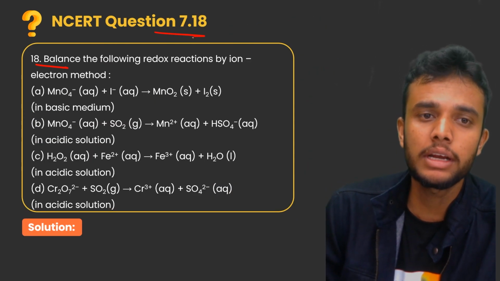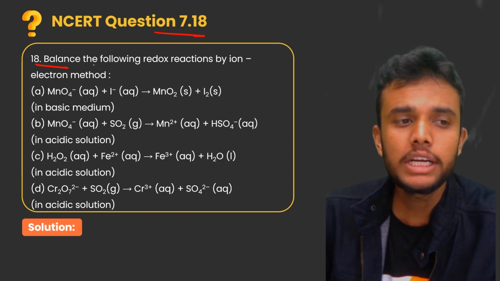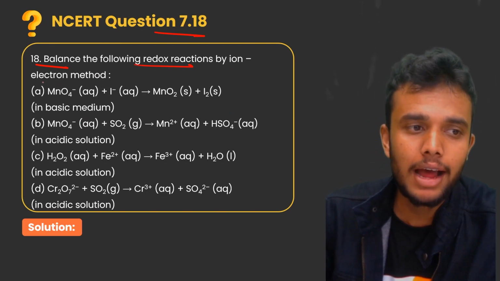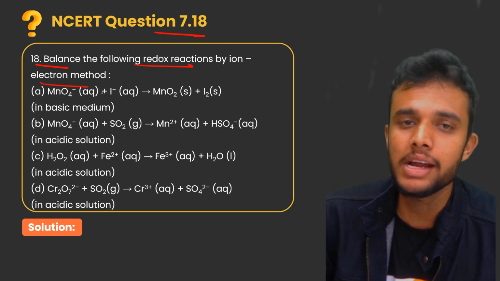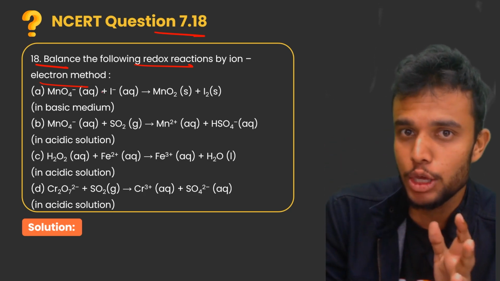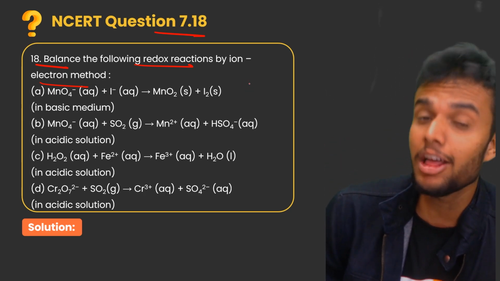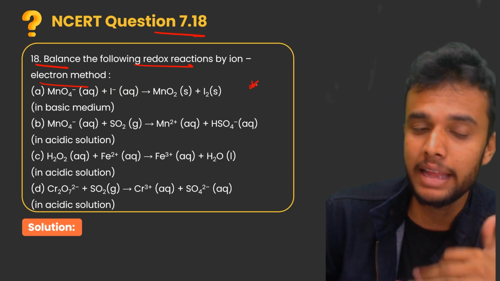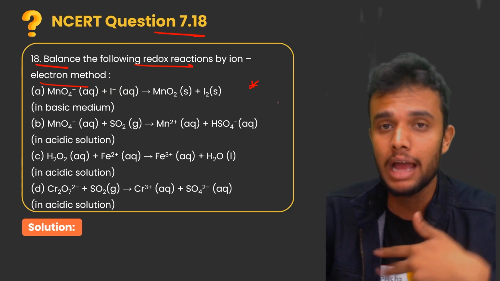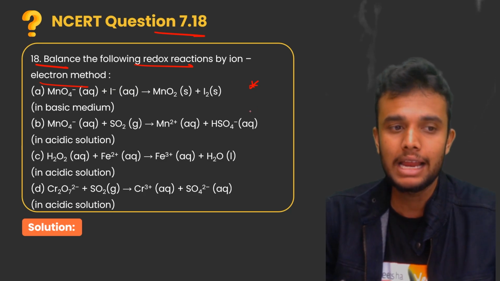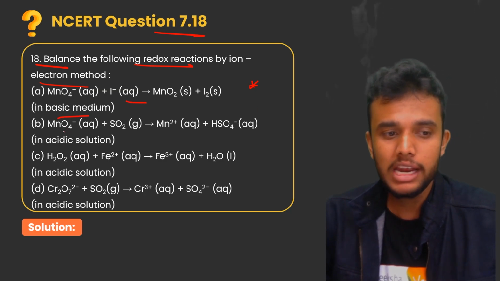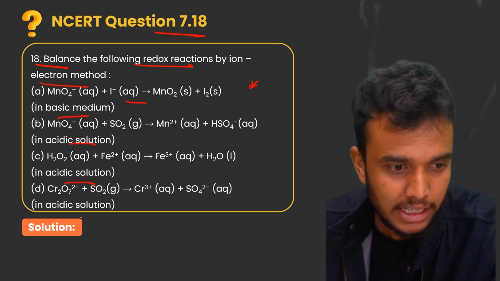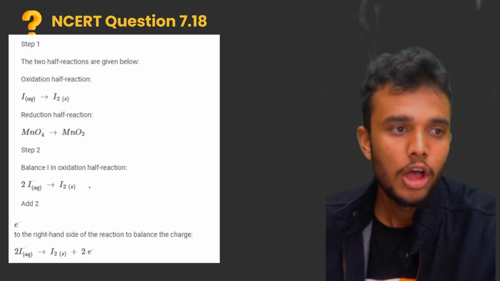NCERT question 7.18 solution. The question is, balance the following redox reactions by the ion electron method. What is the ion electron method? Students, we need to balance with ions. We need to first write the half reactions, then balance the ions by using electrons and oxidation number. Also, we need to balance the charge, right, students? First one in acidic medium, in acidic solution. Come on, let's do the first one.